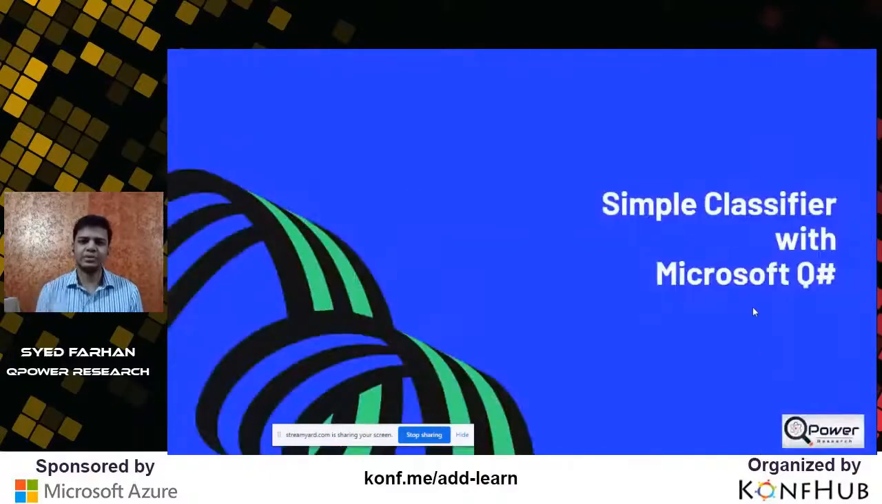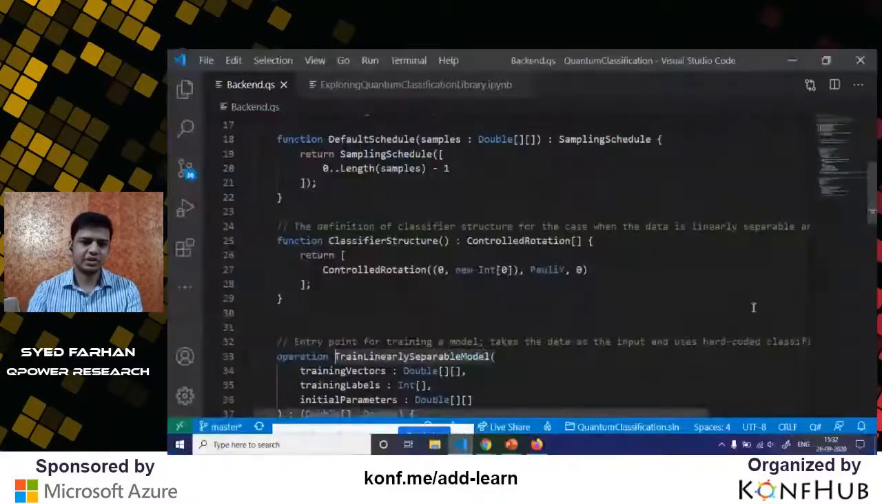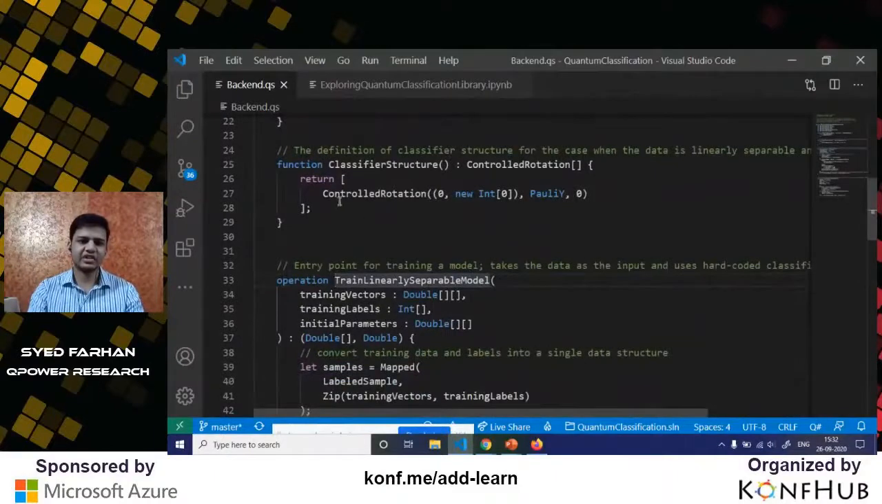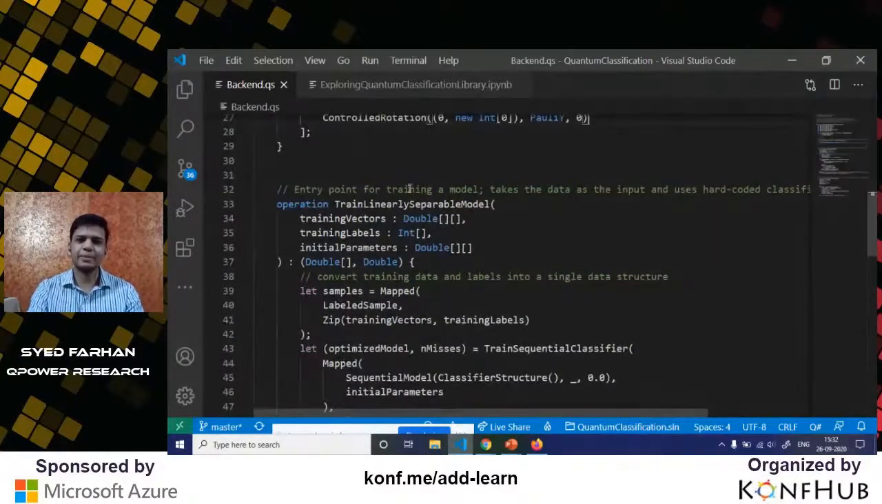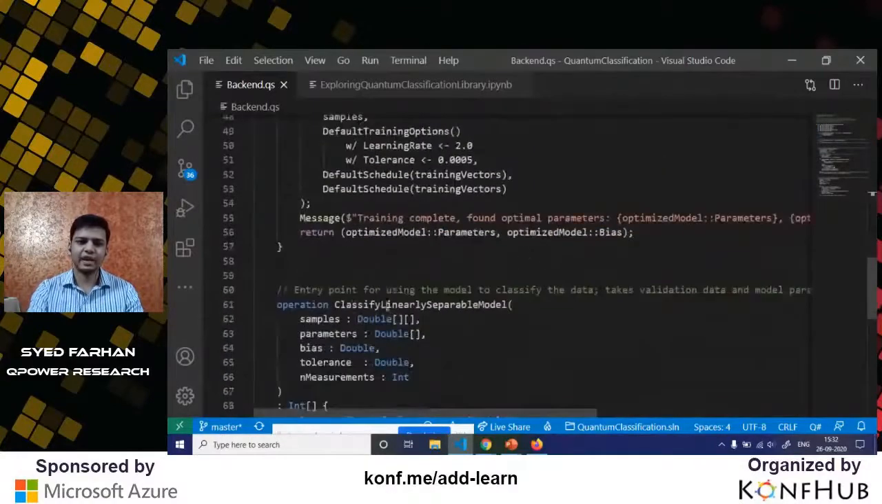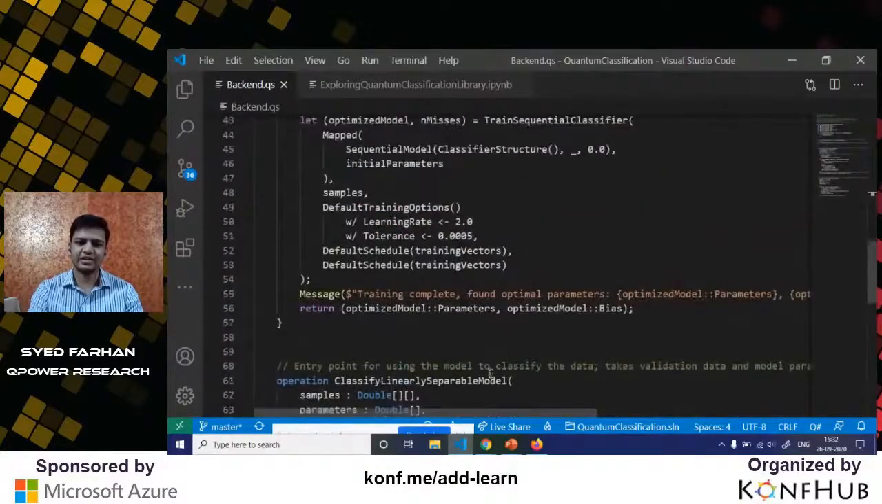I'll give you a small demonstration of a simple classifier with Microsoft Q Sharp. Let me just go ahead. So this is the backend.qs Q Sharp file, wherein we are actually defining the classifier structure using the controlled rotation gate. So this is similar to the variational circuit, which we had defined earlier with the parameters phi1. And then we are defining the linearly separable model here in the Q Sharp file, and also the classifier for the linearly separable model.